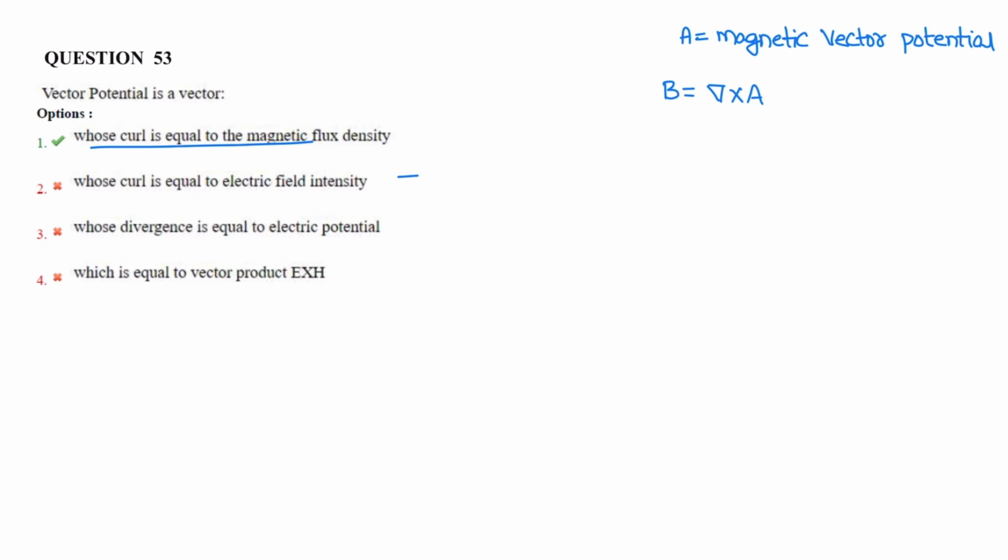And one more thing, del cross E, the curl of electric field, is minus dou B bar by dou t, and the divergence del dot D is rho V, or del dot E is equal to rho V by epsilon, and the Poynting vector is P is equal to E bar cross H bar. So vector potential is a vector whose curl is equal to magnetic flux density. Correct option is 1.